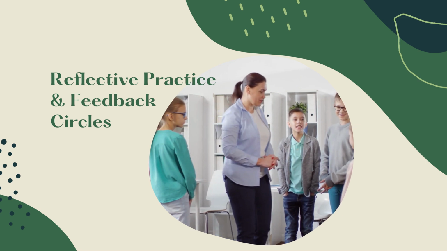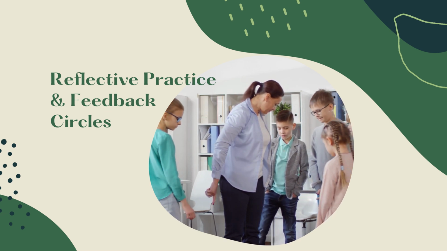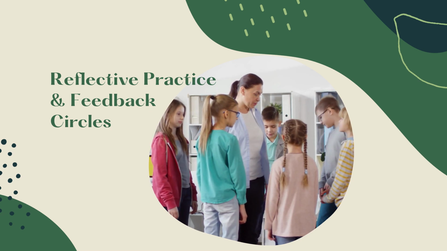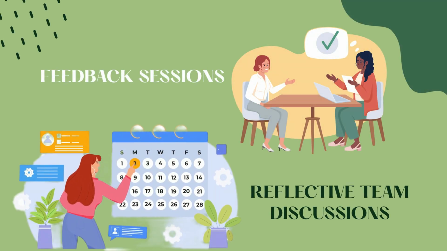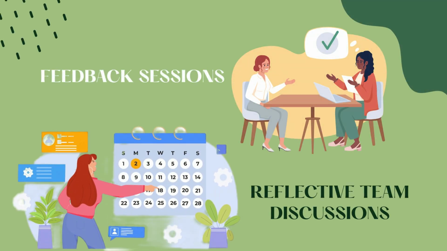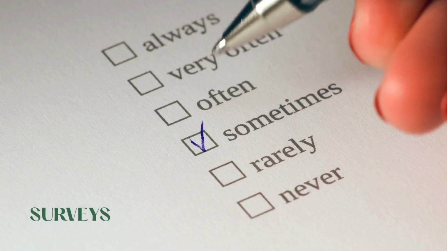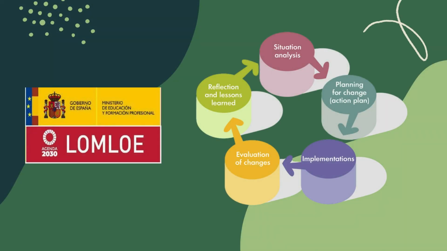Finally, we will promote reflective practice and feedback circles as an ongoing method of school improvement. As a diverse school community, we believe it's essential to regularly pause and listen to students, families, and staff. We will schedule feedback sessions, surveys, and reflective team discussions to evaluate what is working and what can improve. The LAM-LOE promotes democratic school culture and collaborative decision making, making this approach not only valuable but also legally supported.